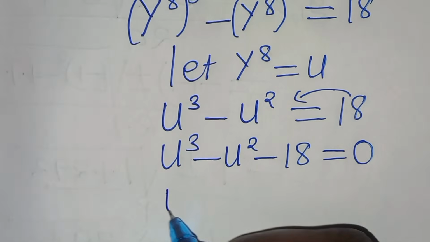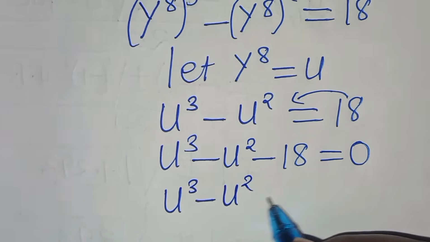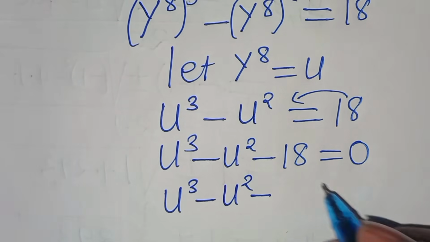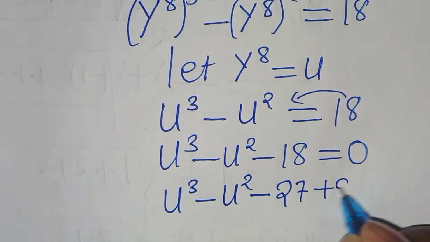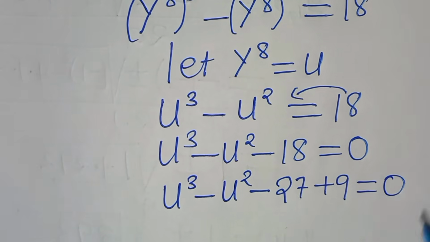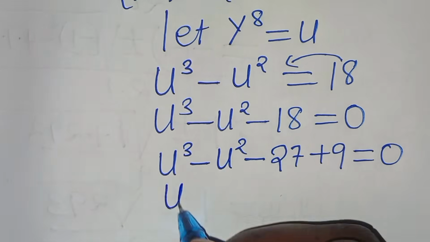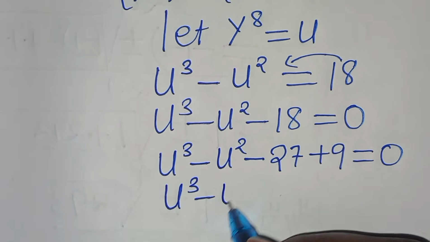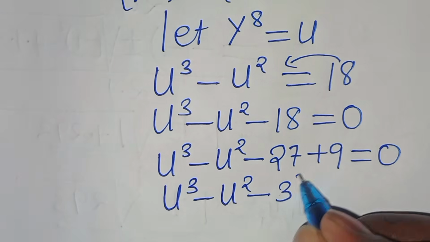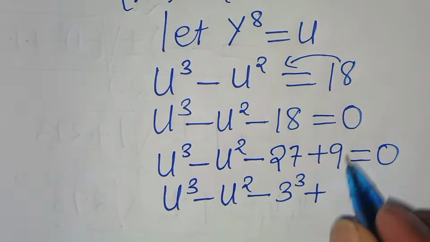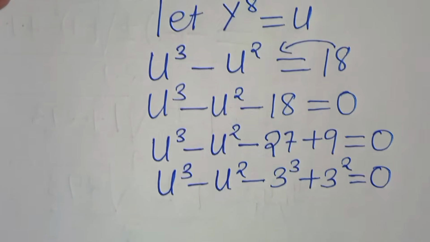So we have u to the power of 3 minus u to the power of 2, subtract 18, which is minus 27, plus 9, this is equal to 0. The next step is that we have u to the power of 3 minus u to the power of 2, subtract 27, which is 3 to the power of 3, then plus 9, which is 3 to the power of 2, this is equal to 0.